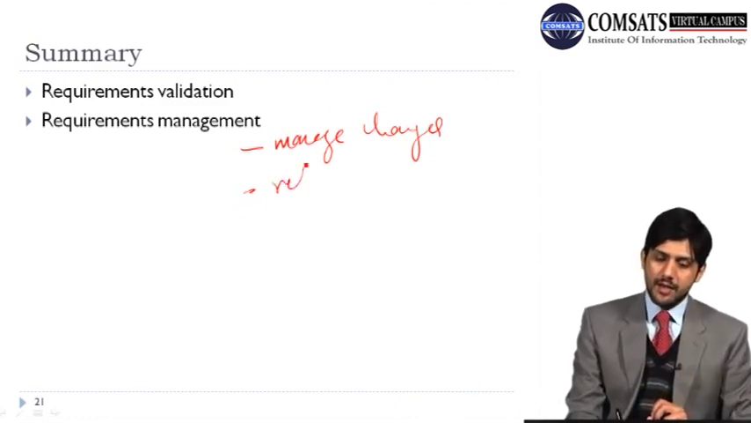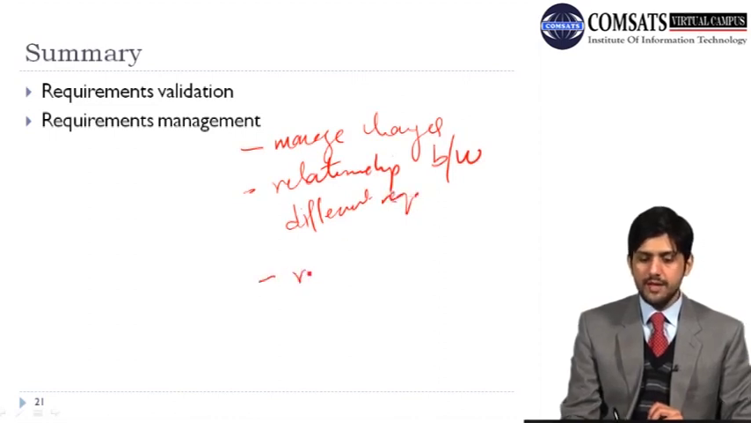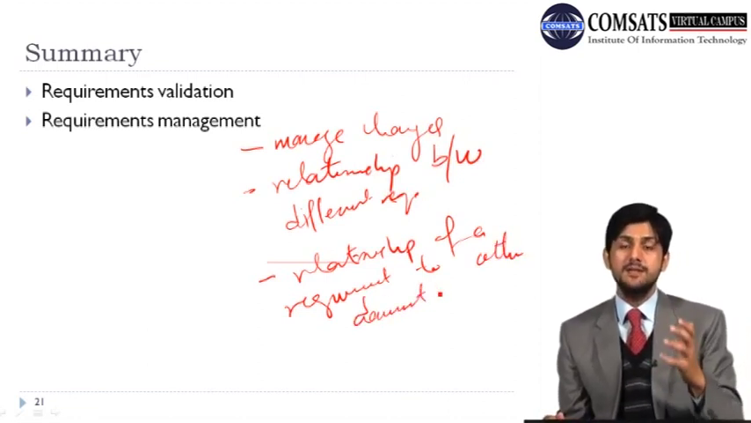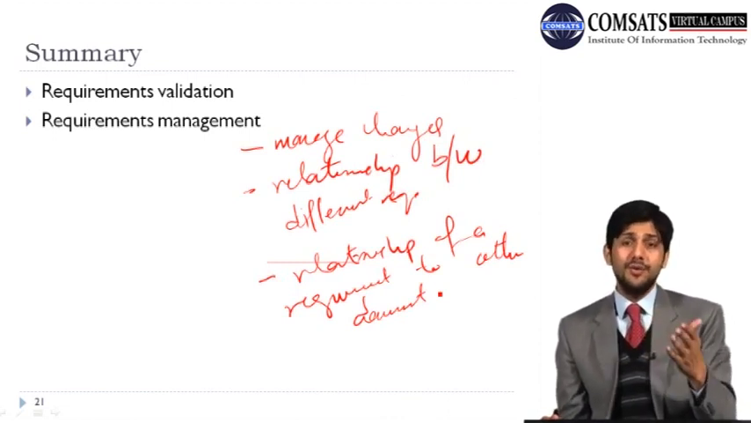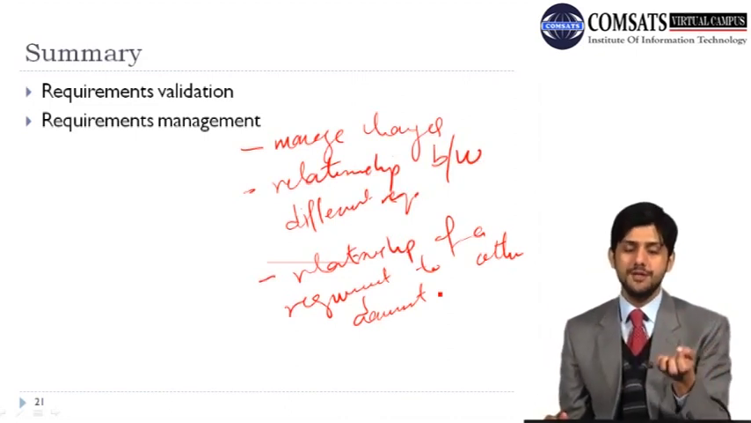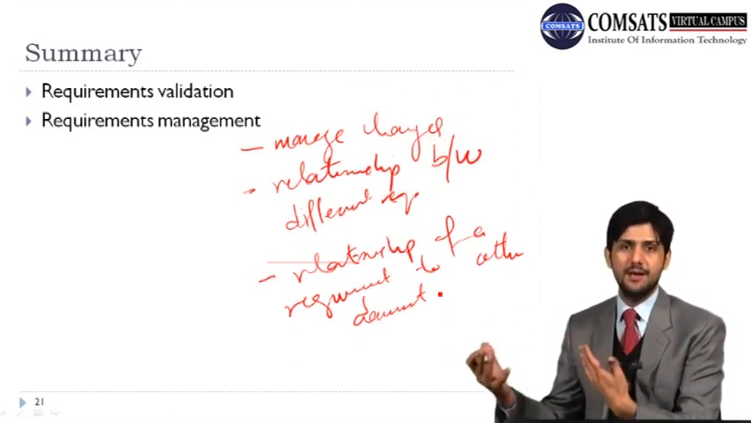And to calculate the impact of change, we need two sorts of information. Number one is the relationship between different requirements, and number two is the relationship of a requirement to other documents. So the main concern of requirement management is to manage changes, but we cannot do that if we do not know the relationship of a requirement to other requirements, and to the other documents that we are going to produce during the system engineering process.